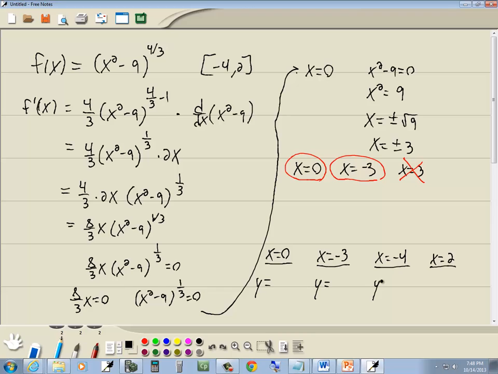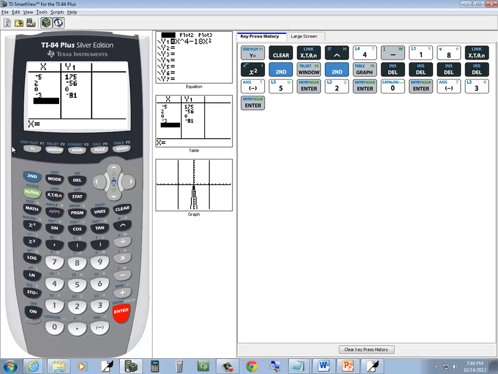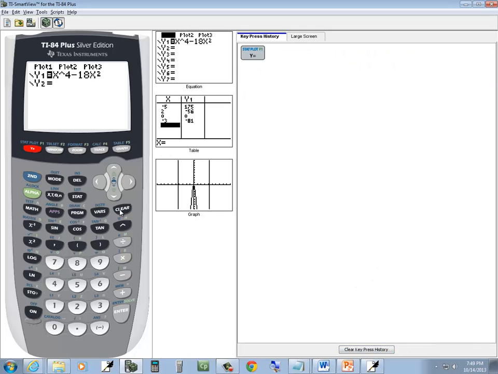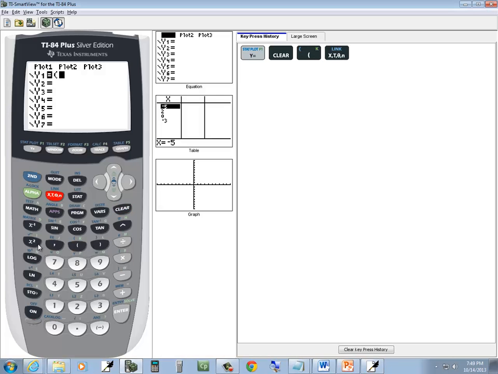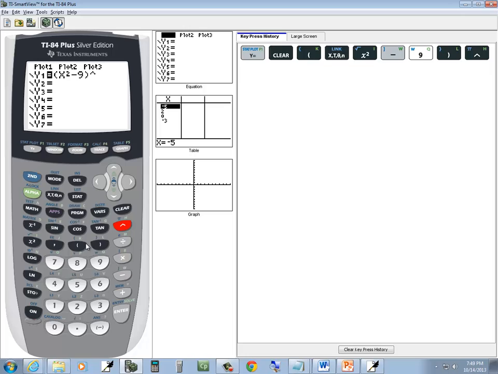Now, when I say plug it in, I'm talking about plugging it into our original function. Remember, f of x is y, so we're going to plug it into here. First thing I'm going to do is plug them into the calculator. That's going to give us some decimal approximation. Then I'll go back and find the exact value. Okay, so come over here. I'll press y equals. Press clear. We got beginning parentheses x squared minus 9, closing parentheses caret, and since I have more than a single number or a single variable up in our exponent, I want to put parentheses on it. So I'll put a beginning parentheses, 4 divided by 3, closing parentheses.